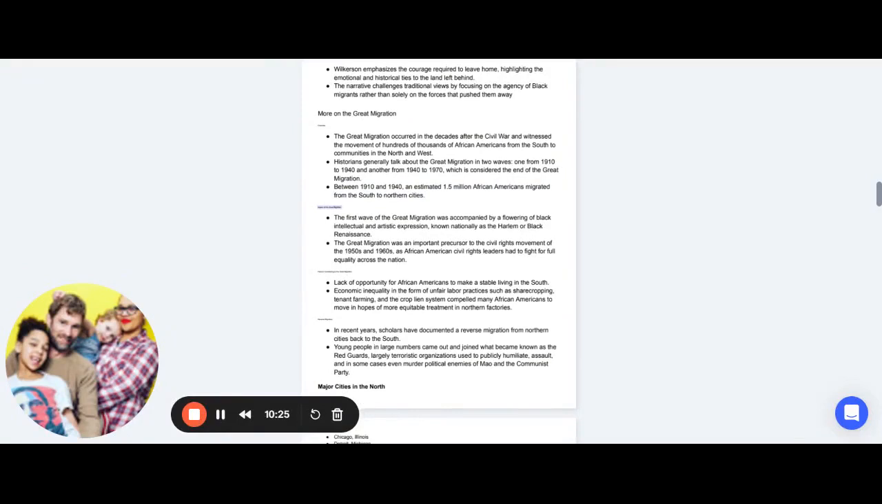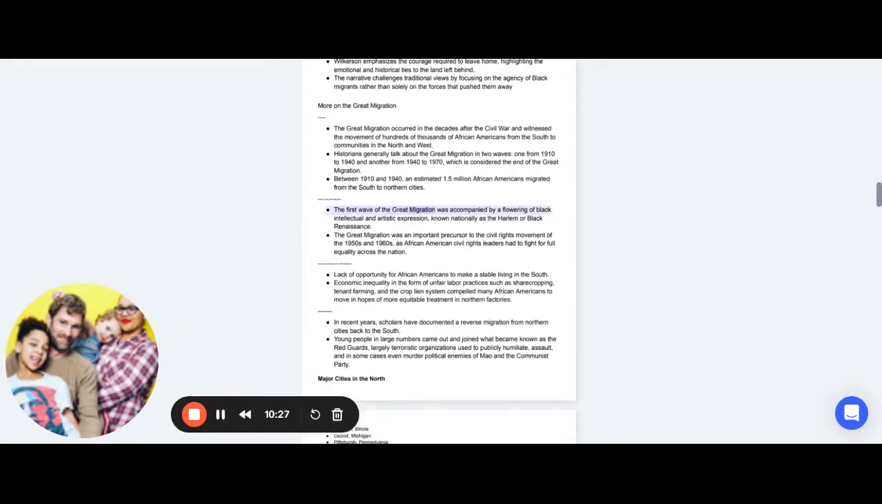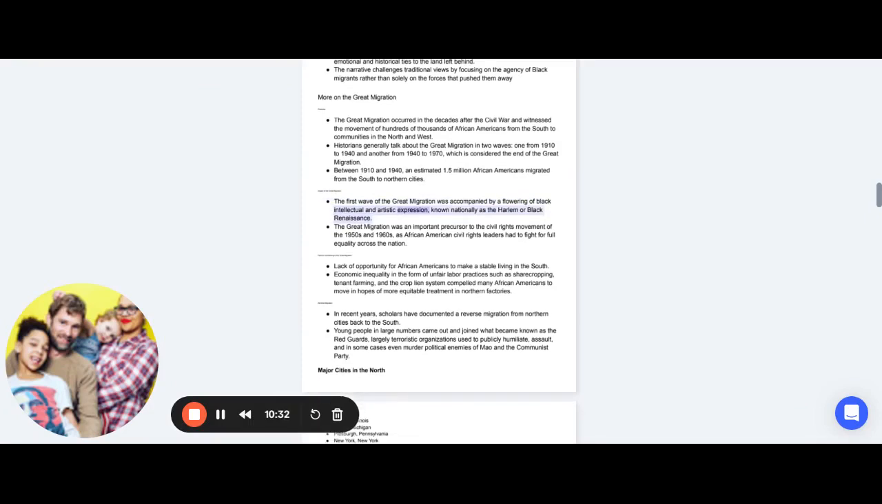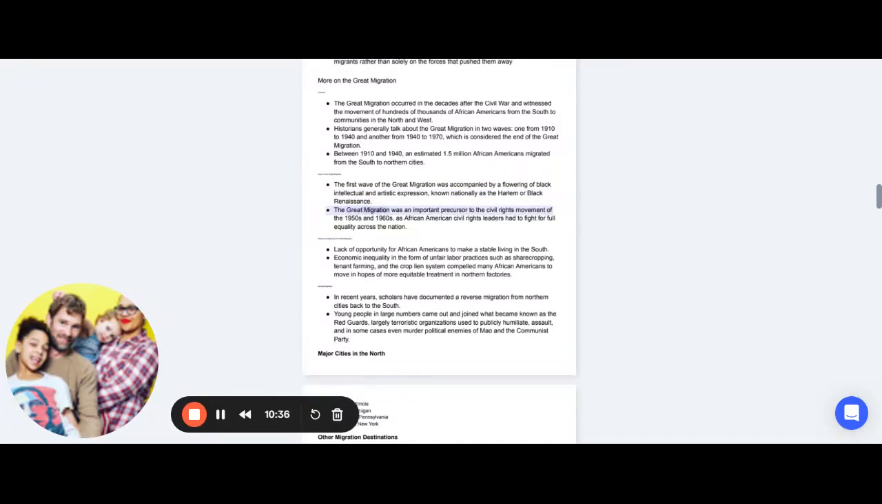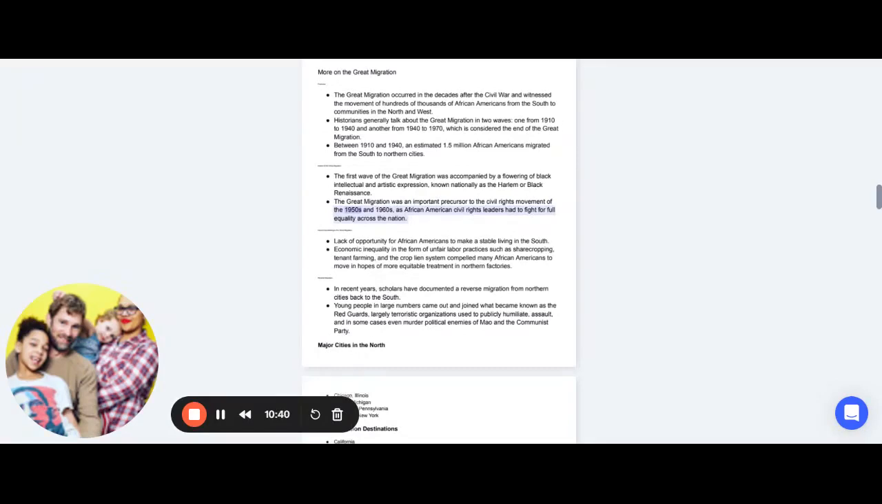Impact of the Great Migration. The first wave of the Great Migration was accompanied by a flowering of black intellectual and artistic expression, known nationally as the Harlem or Black Renaissance. The Great Migration was an important precursor to the civil rights movement of the 1950s and 1960s, as African American civil rights leaders had to fight for full equality across the nation.